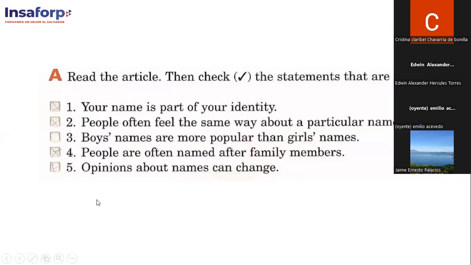Number three, boys' names are more popular than girls' names. It's false. Number four, people are often named after family members. True. It's true. Sometimes they say, what's your name? My name is Blanca, or my name is Josefina. Why? Because my grandmother's name is Josefina. In my case.